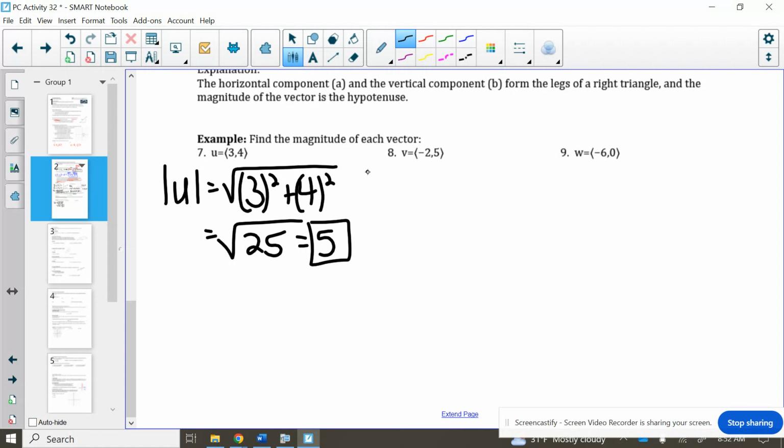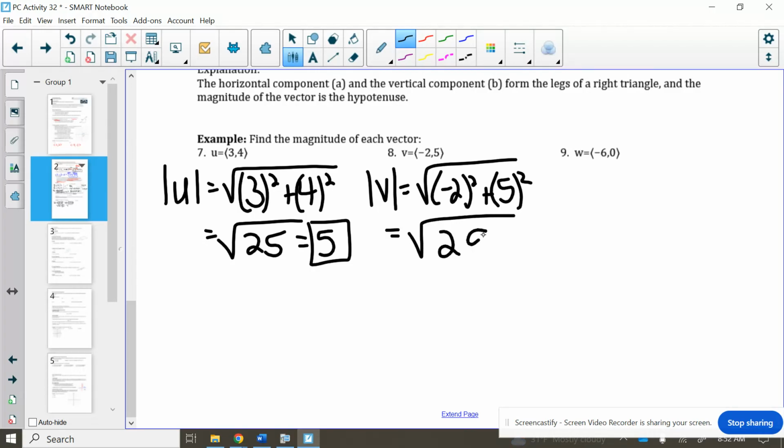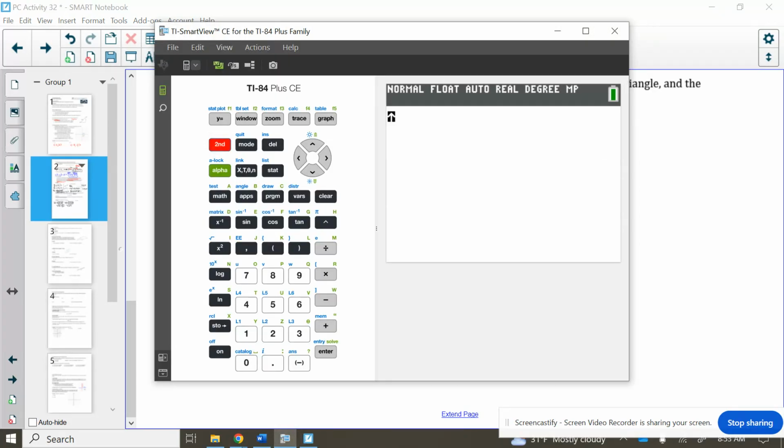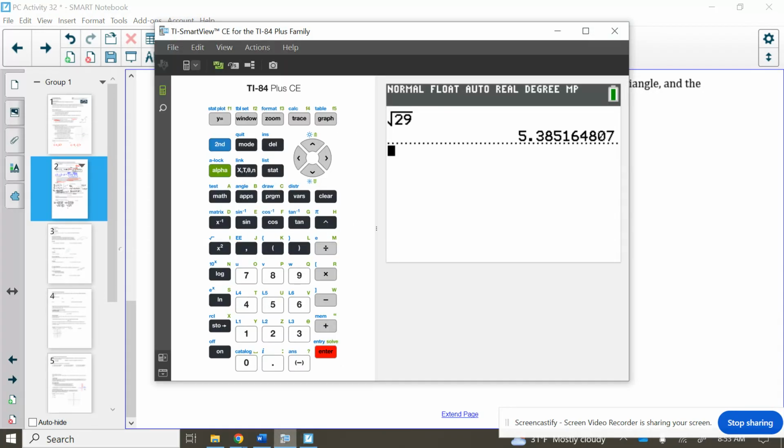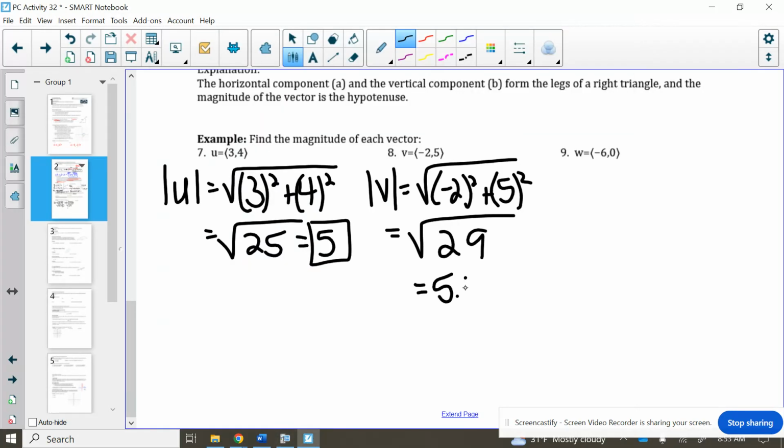On the next one, for the magnitude of vector v, again, we want to square our a values and b values and add them together. 4 plus 25 is 29. You could either leave that as an exact value. Sometimes it may be to your advantage to find the decimal approximation as well. In this case, that would be about 5.4. Usually we like the exact value though.